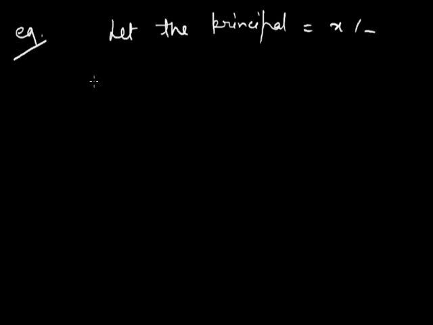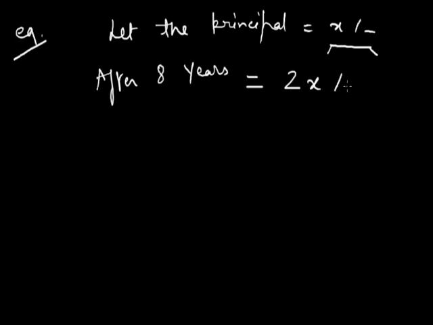Then it is given that the sum of money doubles itself in 8 years. That means after 8 years, if this principal sum of money is given on loan, then we will be paid back an amount of rupees 2x. Doubles itself means it is given on loan. If it is given on loan, then after 8 years the borrower will pay back rupees 2x as amount.